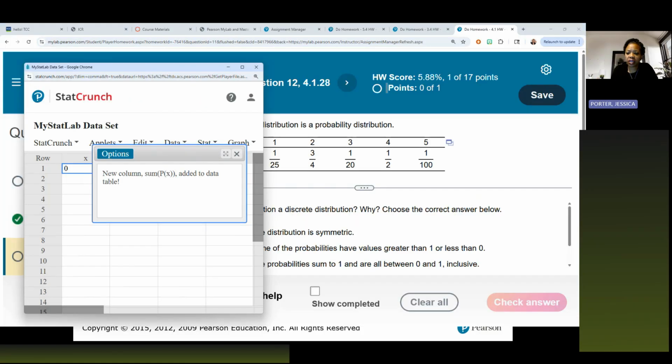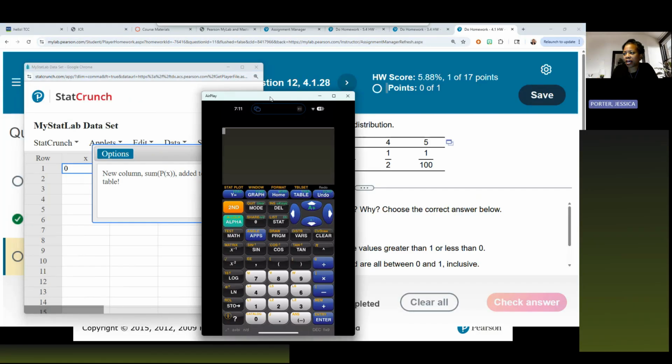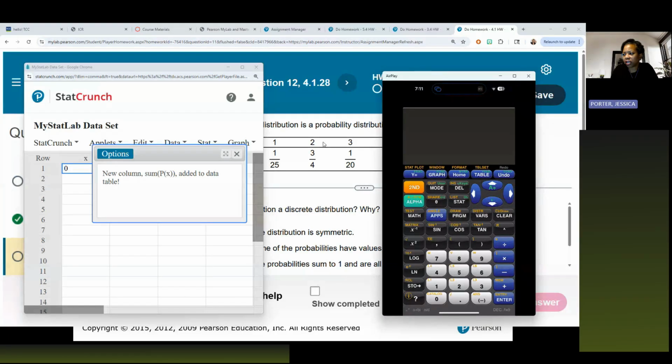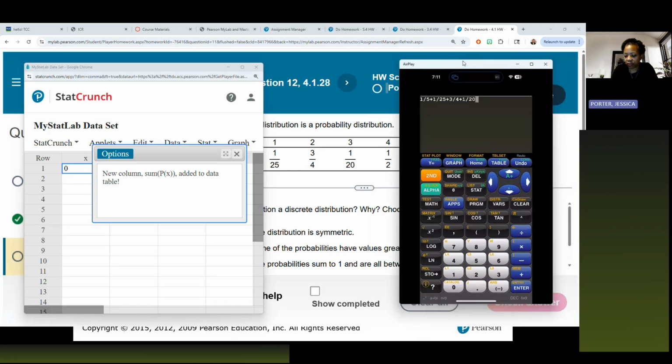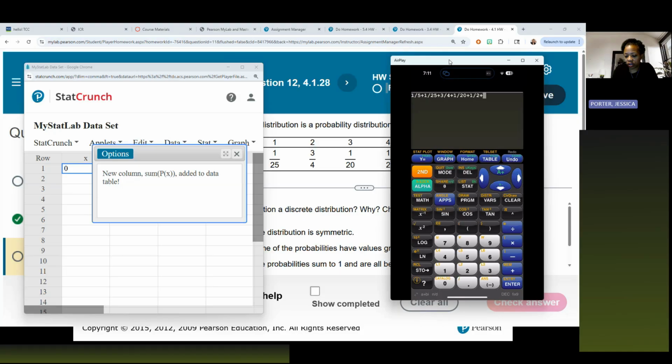If you were just using the TI, you would just enter in each one, 1 divided by 5 plus 1 divided by 25 plus 3 divided by 4 plus 1 divided by 20. I'm already committed, plus 1/2, half plus 1 over 100. Still, we get the same answer.